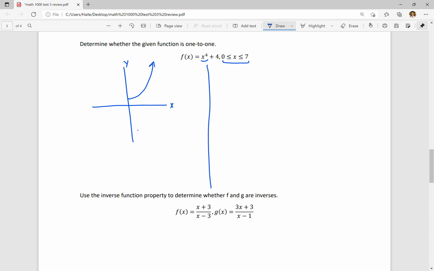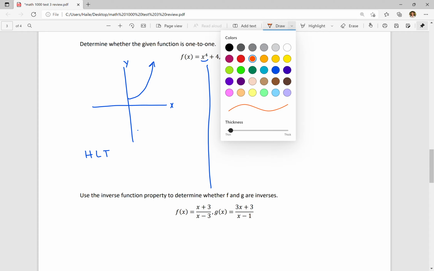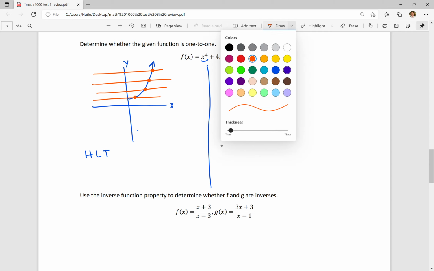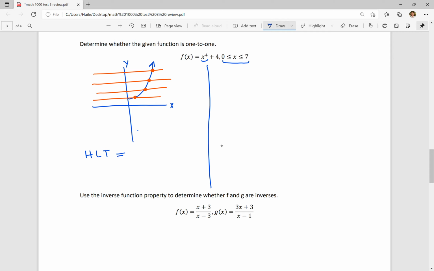Now since I've drawn a picture, I can use the horizontal line test. Remember that the horizontal line test is very similar to the vertical line test. We draw horizontal lines and see how many times they cross our blue curve. Each line only crosses the curve at a single point, so we pass the horizontal line test. If we pass the horizontal line test, then the function is one-to-one.